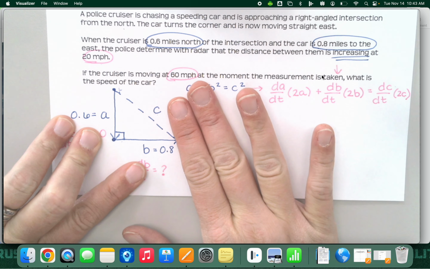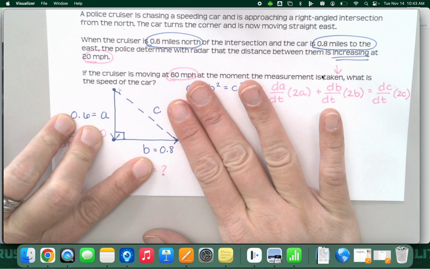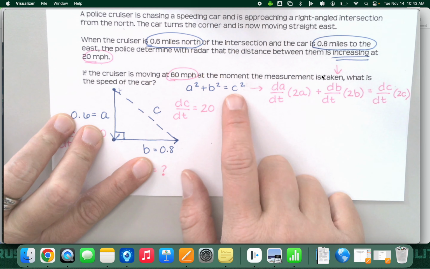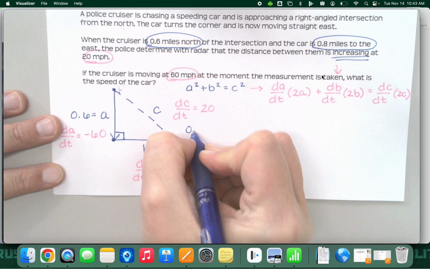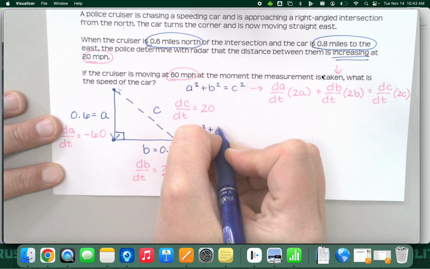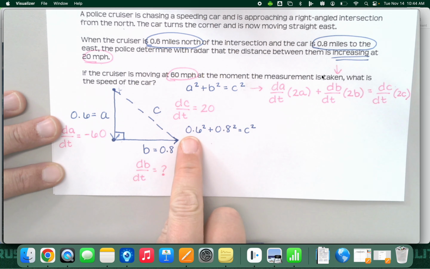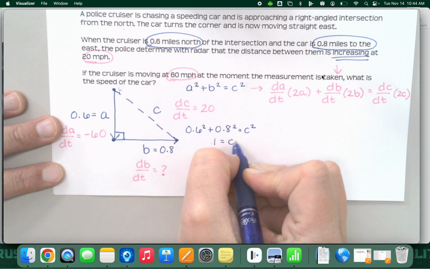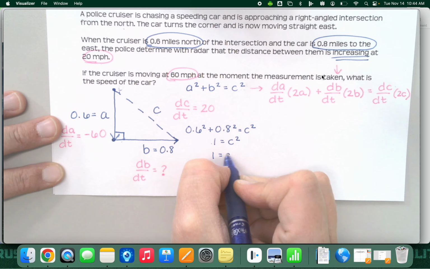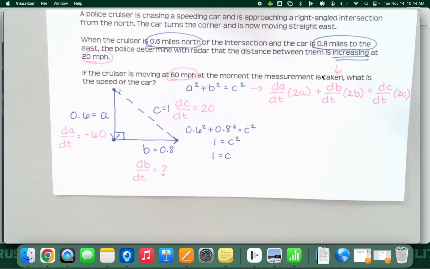Ignore everything in pink. Okay? If I take away everything in pink and I just have that blue triangle there, I can use Pythagorean theorem. I can use this formula to figure out what C is supposed to be. So I'm going to plug in 0.6 squared plus 0.8 squared equals C squared. This is 0.36 and this is 0.64. So altogether this makes a 1. And then I'm going to take a square root and I find that my length of C is 1. Okay? Now I'm ready to head back over to this thing that I have here in pink.